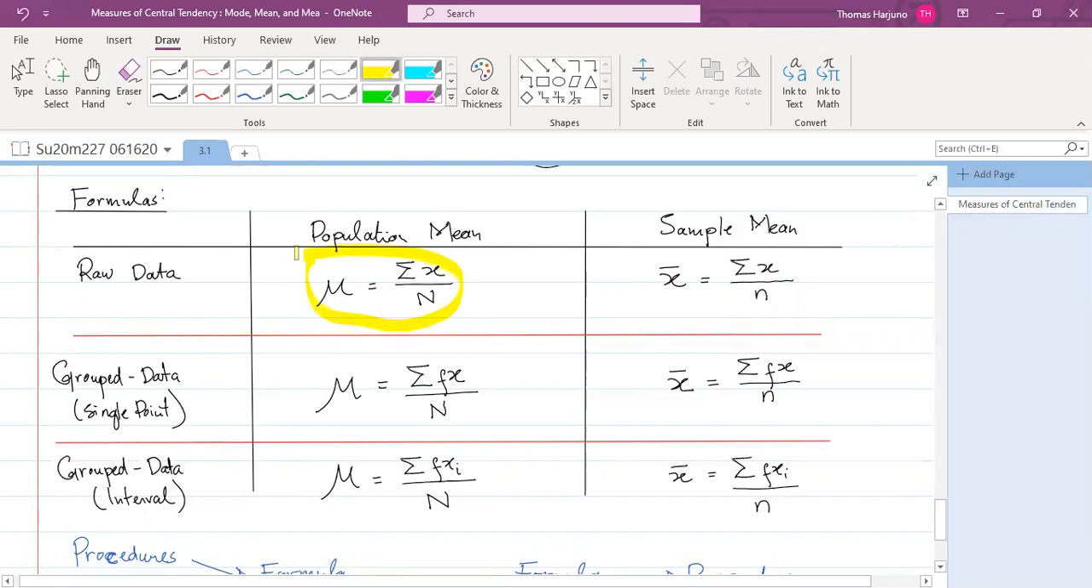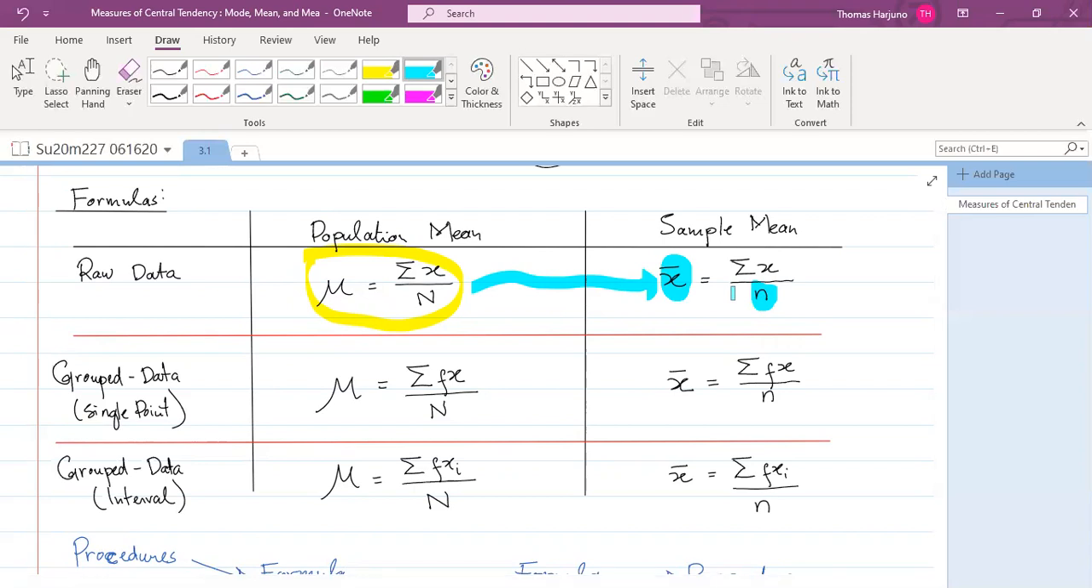That's the basic formula. And then once the situation changed, then you modify. Suppose, for example, that's not population, that's a sample instead. Then of course, you cannot use mu anymore. And you cannot use capital N anymore. Are you with me? So we start from one basic formula, and then once the situation changed, we modified that formula.